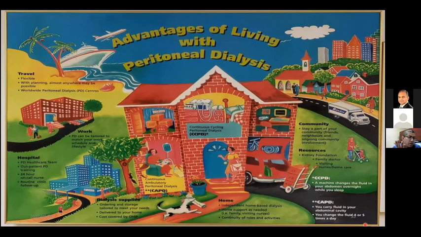Sometimes there's been a big dogma about whether using 1.5 or 2.5 is protective as compared to 4.25. We have to get away from that dogma, because studies have shown it doesn't really matter. So I use 4.25 only for the ultrafiltration, not from the clearance point of view.